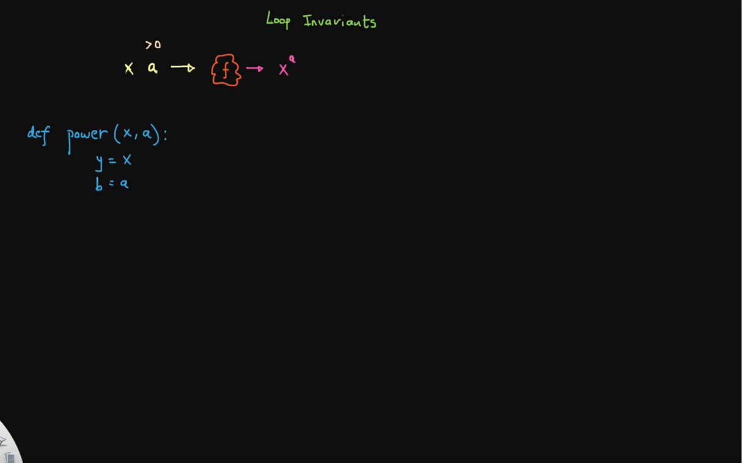the way I'm going to define my loop invariant, let me use a different color here, maybe a white color. The way I'm going to define my loop invariant for the power function is that x raised to the power of a is equal to y raised to the power of b times some result. Okay, so x to the power of a equals y raised to the power of b times some result. Let's hold on to that thought for the time being.